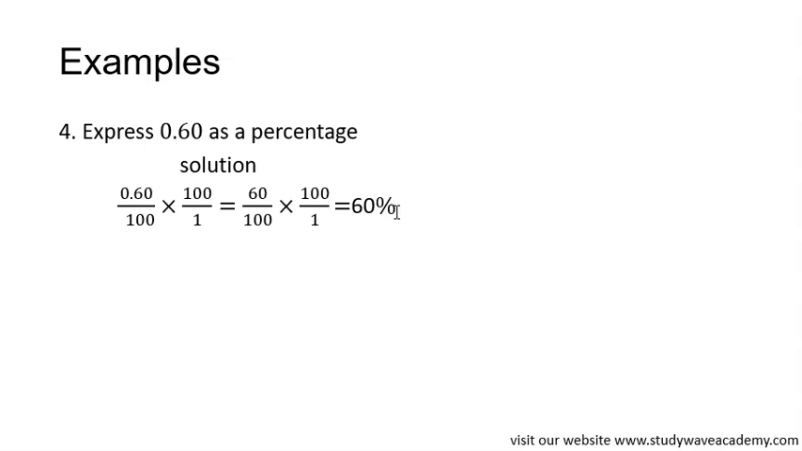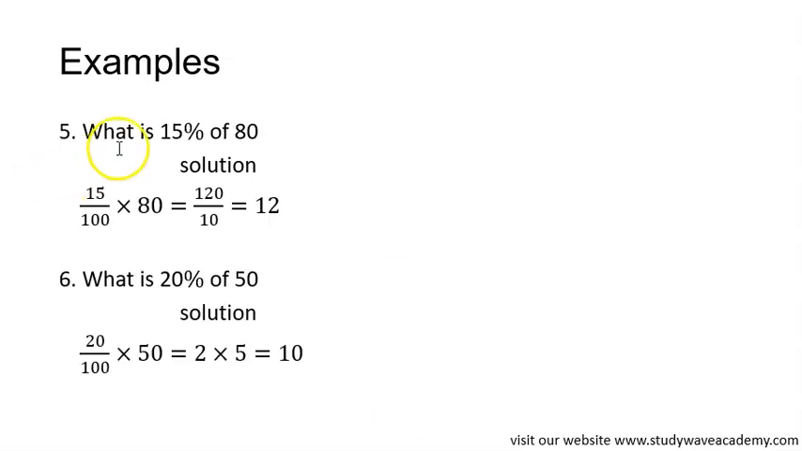Do we understand? Good. We're going to be looking at more examples. What is 15% of 80? We have to calculate that. So we have 15 over 100. Remember, this is the percentage. So 15 over 100, the 100 represents the percentage, times 80. The "of" sign is times. So 15 over 100 times 80.